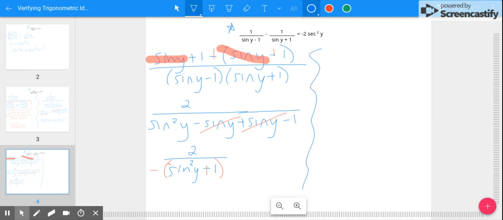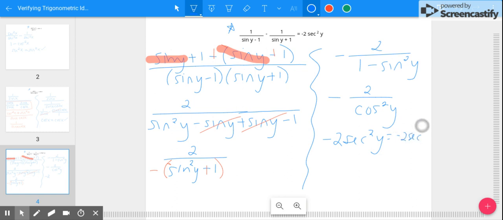I'm going to put the negative out in front. That means the denominator is now 1 minus sine squared y, and that is equivalent to cosine squared of y. So now we've got -2 over cosine squared of y from our Pythagorean identity. If we bring the cosine squared to the top, that gets us a secant squared, which is what we were after from the beginning. So we are verified.